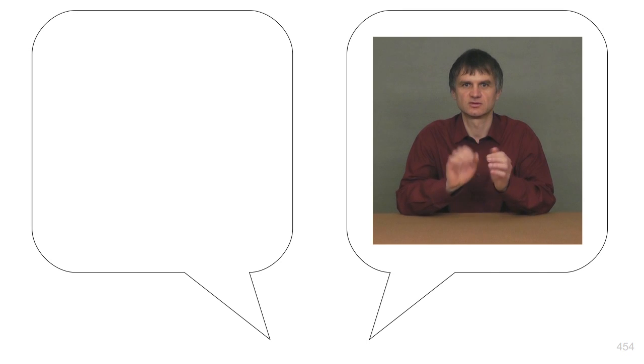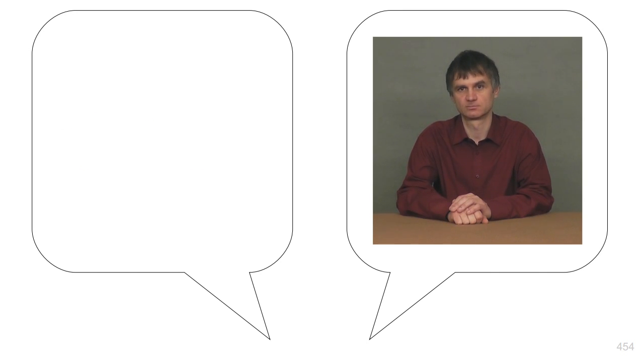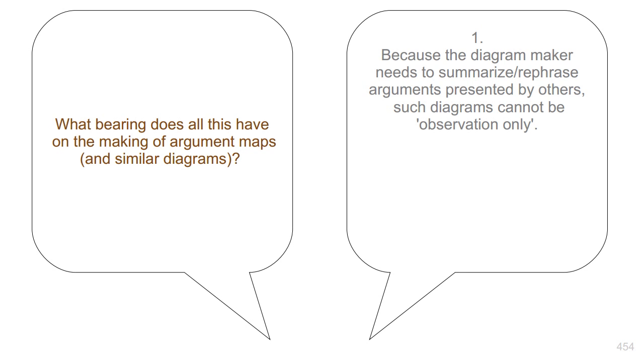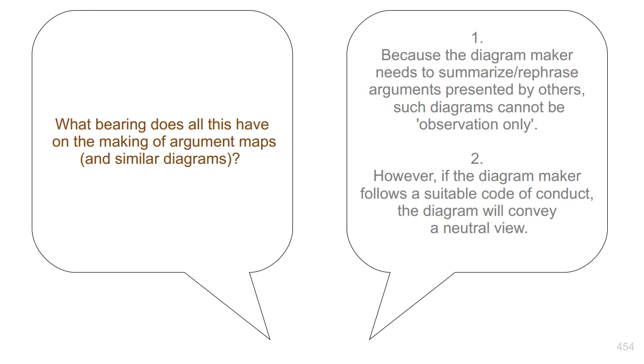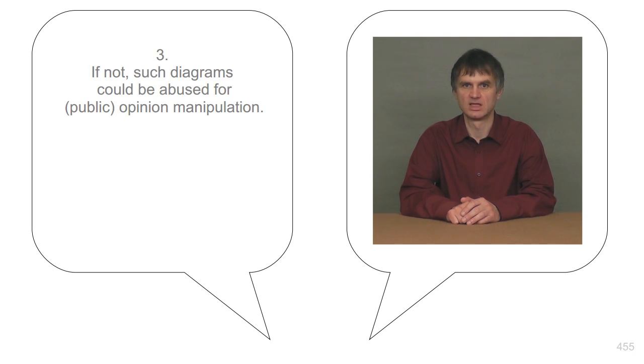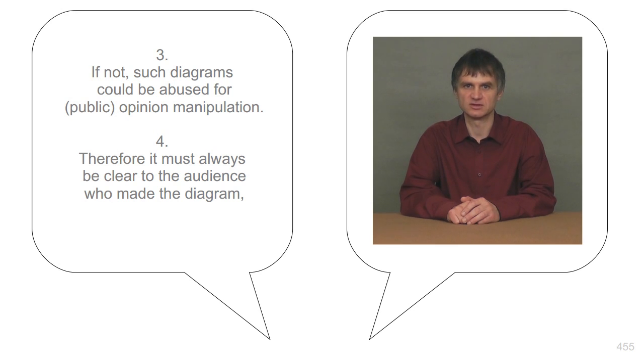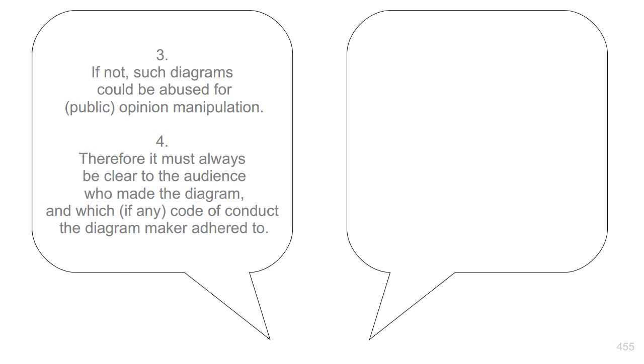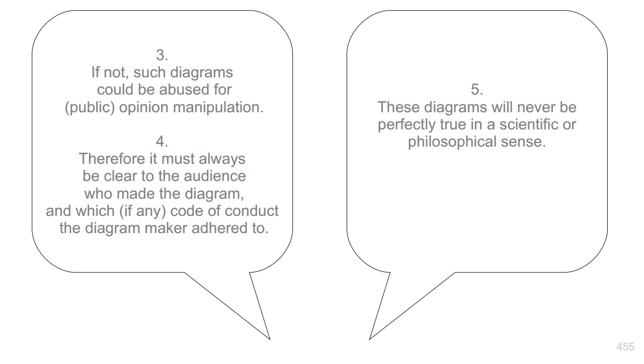What bearing does all this have on the making of argument maps and similar diagrams? Because the diagram maker needs to summarize or rephrase arguments presented by others, such diagrams cannot be observation only. However, if the diagram maker follows a suitable code of conduct, the diagram will convey a neutral view. If not, such diagrams could be abused for public opinion manipulation. Therefore, it must always be clear to the audience who made the diagram and which, if any, code of conduct the diagram maker adhered to. These diagrams will never be perfectly true in a scientific or philosophical sense. Yet, they can be very helpful in practice.